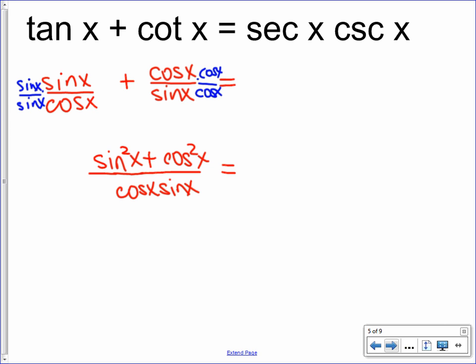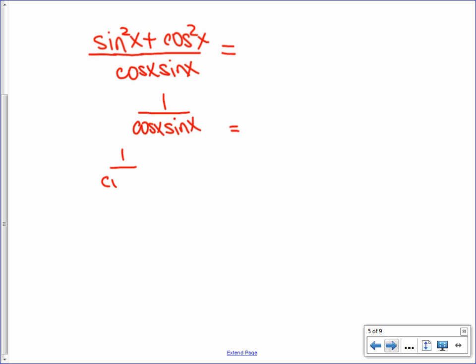What do you see? What is sine squared plus cosine squared? 1. Does the left side look like the right side yet? No, but we're getting closer, aren't we? Yes. We can split them apart. This is the same thing as 1 over cosine times 1 over sine, correct? All right. Well, what's 1 over cosine? And what's 1 over sine of x? What was the right side?